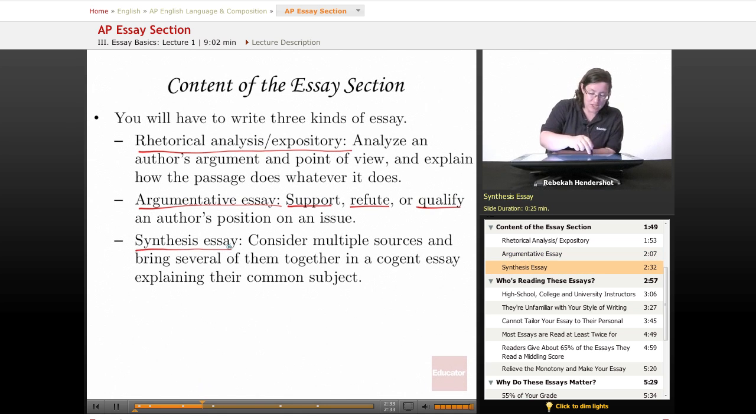Finally, you'll have a synthesis essay. You'll have to look at multiple sources and bring several of them together in a cogent essay explaining their common subject. Now, a quick word on the synthesis essay. You won't actually have to use every single source. You'll have to pick and choose. Some people do use all of the sources, and if you have a great idea that uses all the sources, go ahead, but don't feel like you have to bring them all in if one of them just seems to be out of left field.